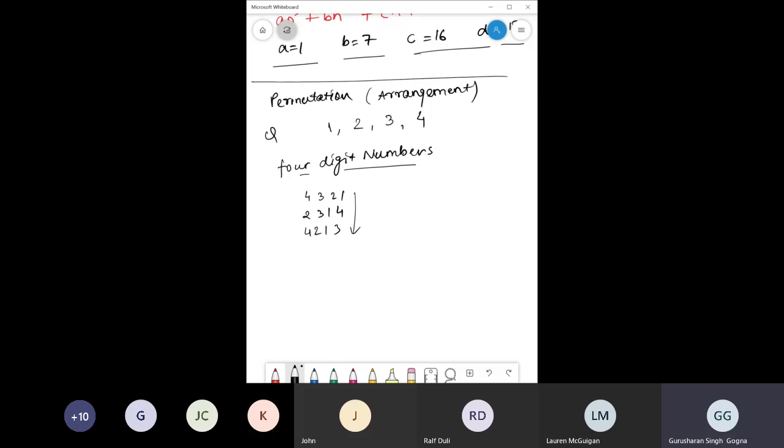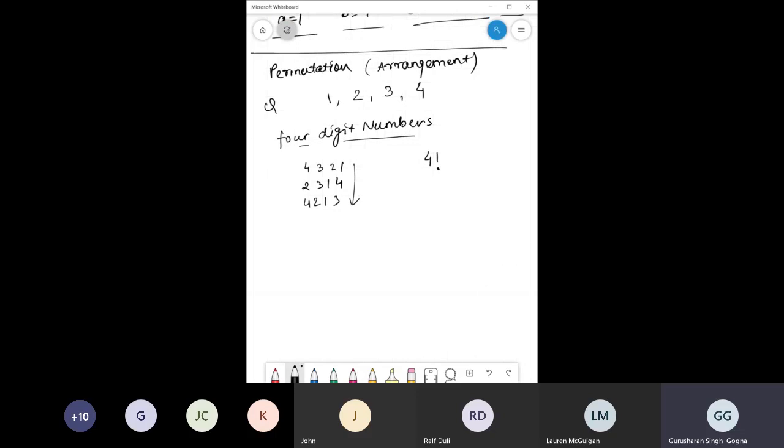Okay. Now, what's the use of factorial here? We can directly say it's 4 factorial. But what is the logic behind that? If you understand the logic, you will understand how we are writing this directly. So you want 4-digit numbers, make 4 places. Start from the first one, from the left. For the first place, how many options do you have? You have 4 options. You can choose any number out of 1, 2, 3, 4. So you have 4 options for the first place, isn't it?